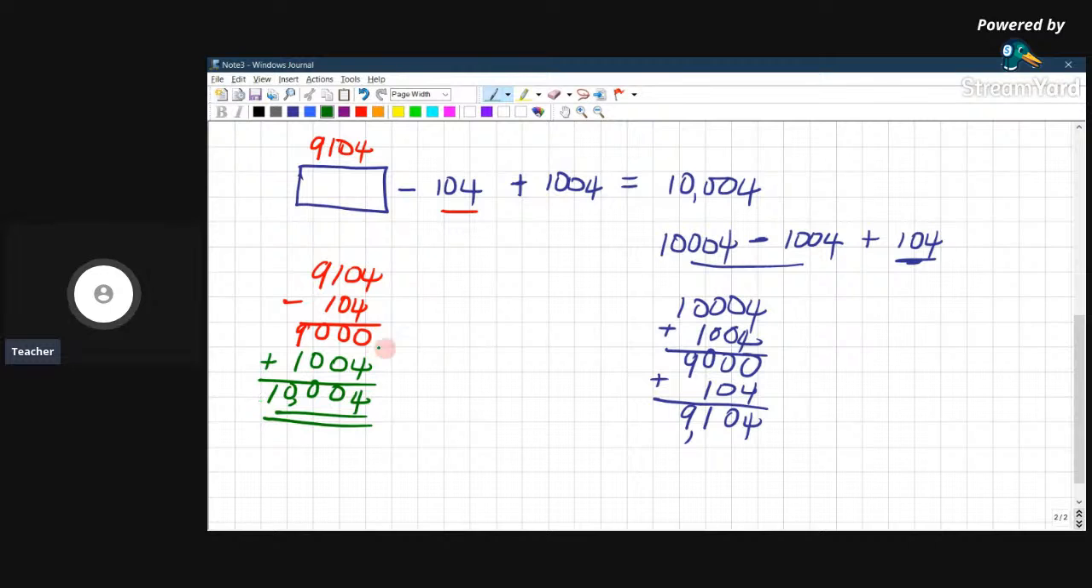Because over here what we're doing, we would be what? Checking our work. So we check to make sure that we get back the original number that they told us. All right. So we have a number. We don't know what the number is. First, we took 104 from that number. Then we added 1,004. And at the end, we had 10,004.